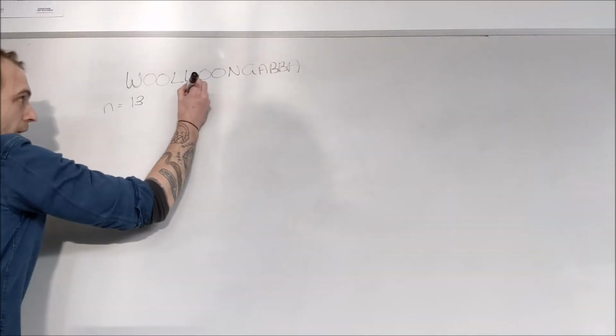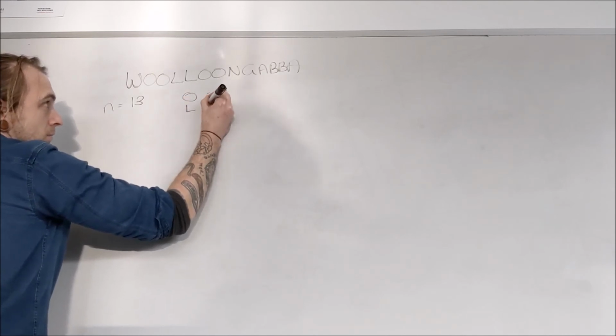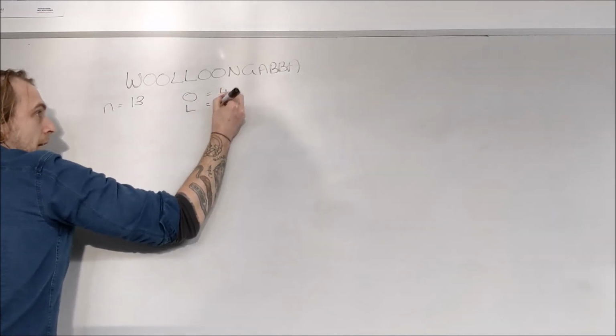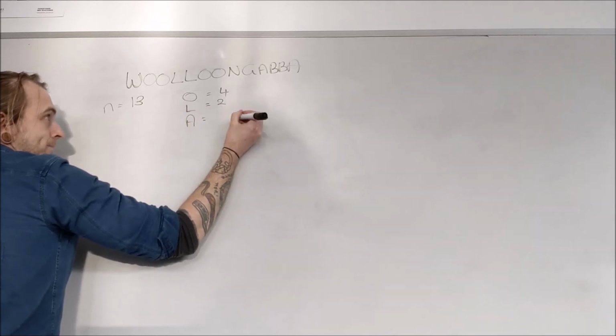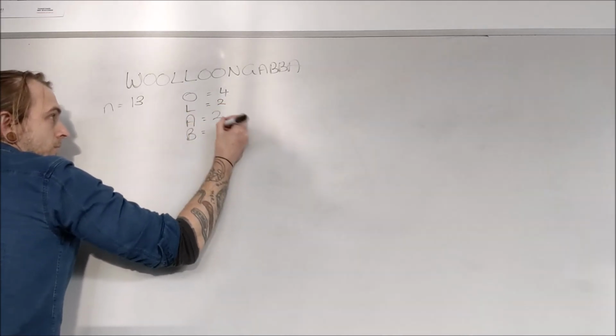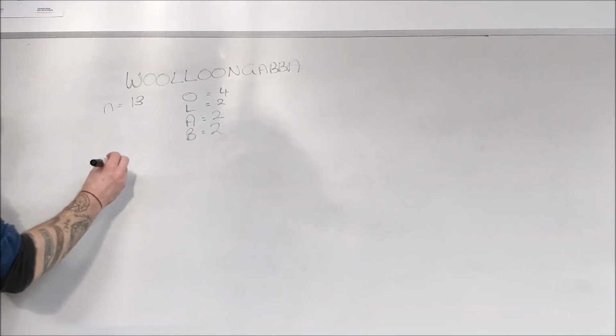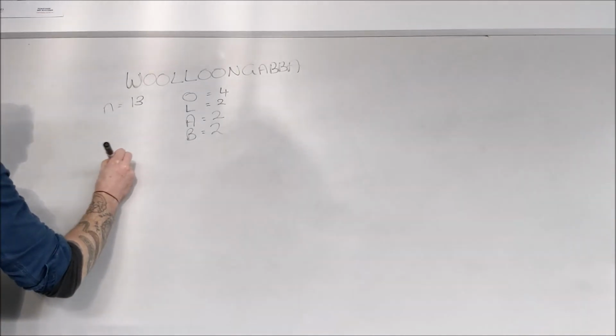How many O's are there? 4. How many L's? 2. A's? 2. B's? 2. Any other duplicates? W and N only show up once, and G shows up once. So we're only concerned about our duplicates. How would you use your inclusion-exclusion process for this one?